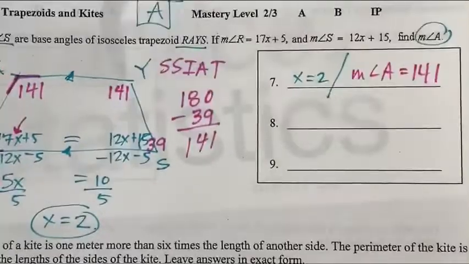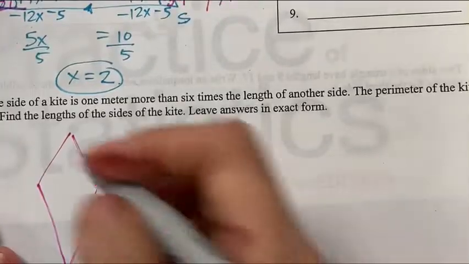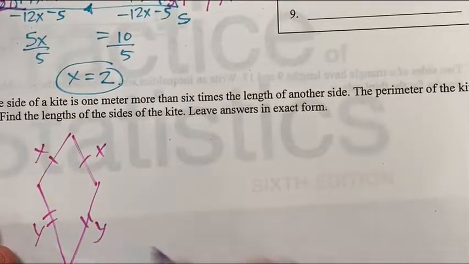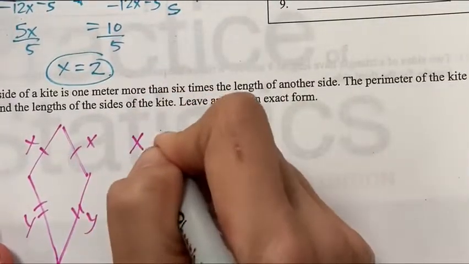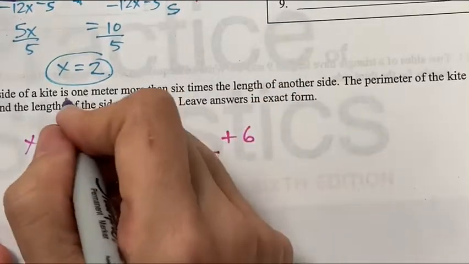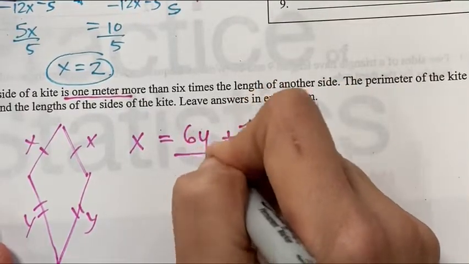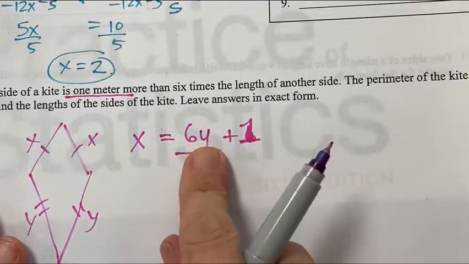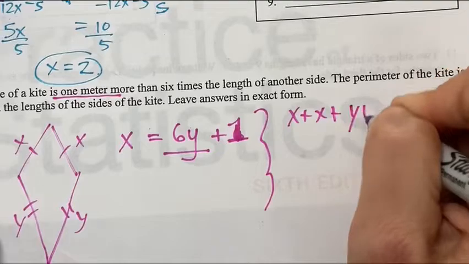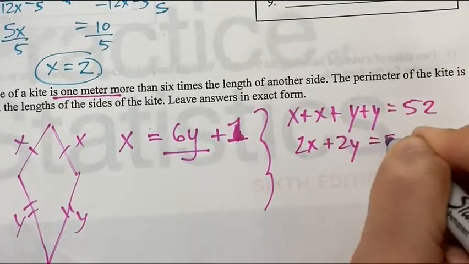Okay, 8. Some of you did really well on these kites. I'm very proud of this. A lot of you had the right setup sometimes. So this was x, right? This is y. And one side of the kite is 1 meter more than 6 times the other side. We also know our perimeter is adding up all the sides.